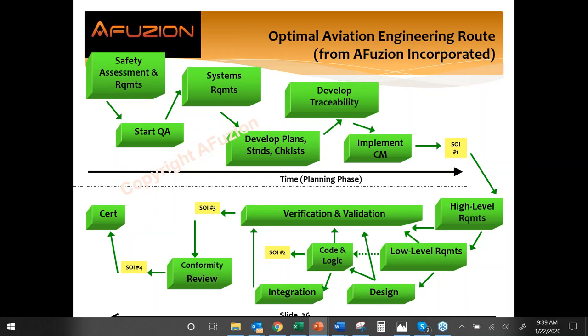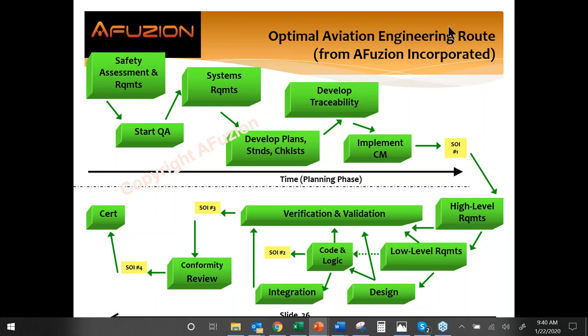Top, planning process. Bottom, implementation. Left to right, right to left. It's green. If we don't follow it, we spend too much money. We have to have traceability before we implement the software hardware system. Traceability of the safety assessment to the system requirements, to the allocated software hardware requirements. Then we implement CM right here, and that captures all the documentation.